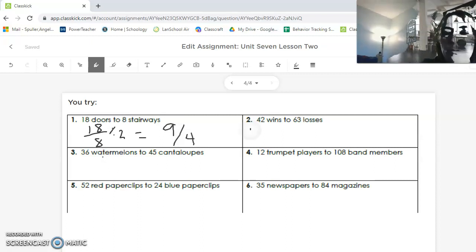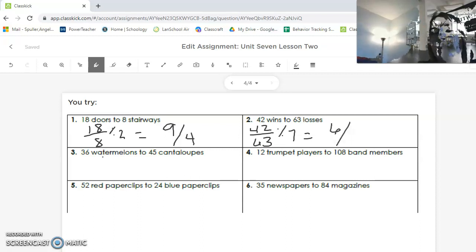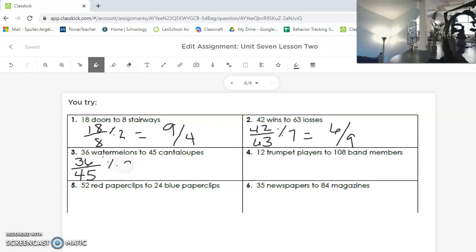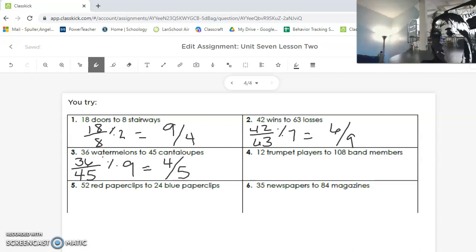Okay, so let's look at 2. 42 over 63. I divide both by 7. 42 divided by 7 is 6. 63 divided by 7 is 9. Good. Okay. 36 and 45. Divide them both by 9. 36 divided by 9 is 4. 45 divided by 9 is 5. Good job.